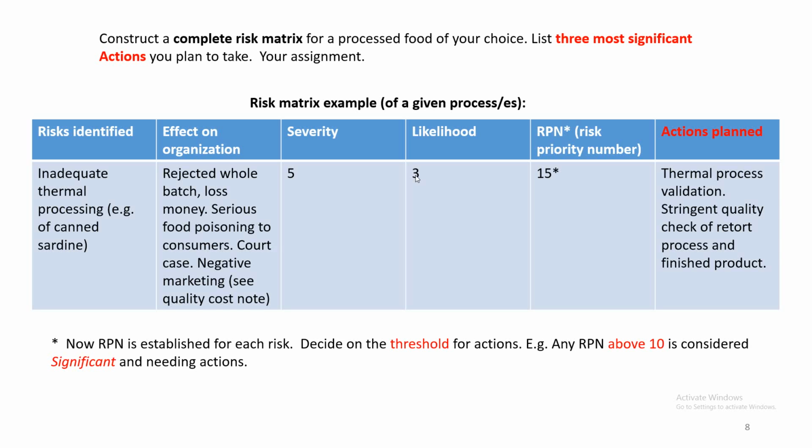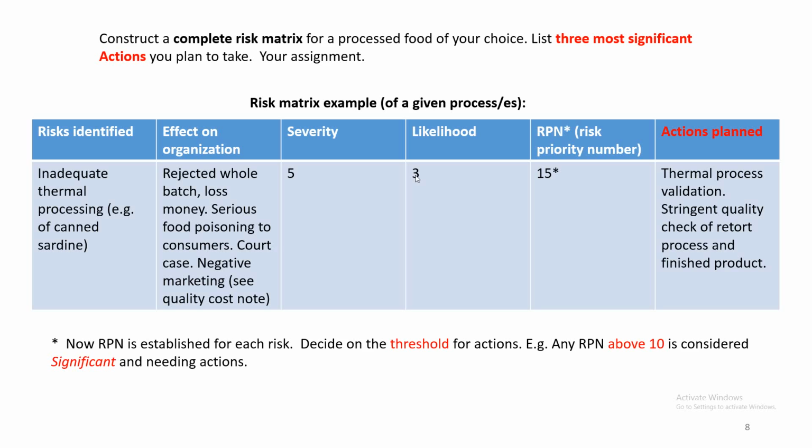In this case, I use canned sardine together with the action you plan to take. So the risk identified during the processing of this canned sardine is inadequate thermal processing. This is for the retort process. The effect on the organization: rejected whole batch, or lost money, or serious food poisoning to consumers, or you can be brought to court, or you can have negative marketing for your company.